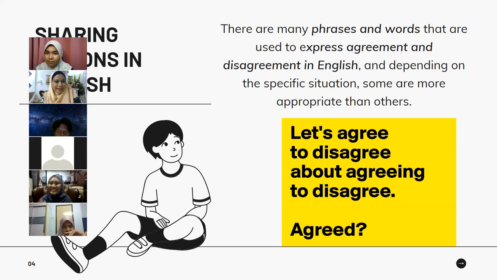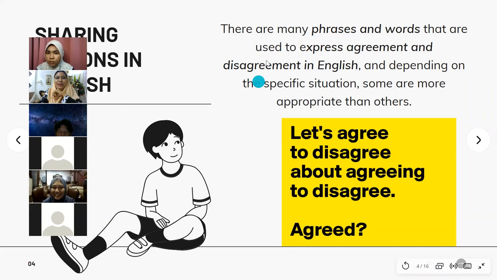Agreed. Betul sangat apa you cakap ni, saya sangat setuju. Macam dah tak boleh, dah tahap setuju dia, dah maksimum. That's the phrase, correct. And then the second part where it says, depending on specific situation, some are appropriate than others. What do you understand from that part of the explanation? This one, I'm not so sure.